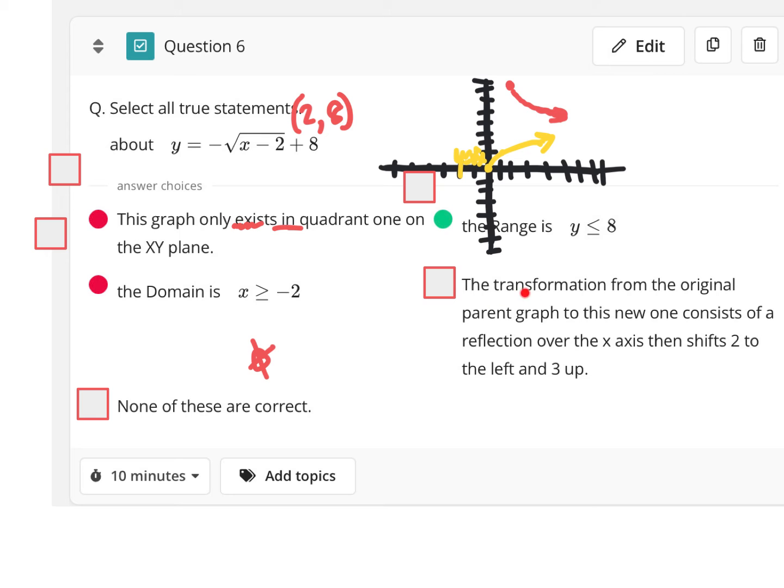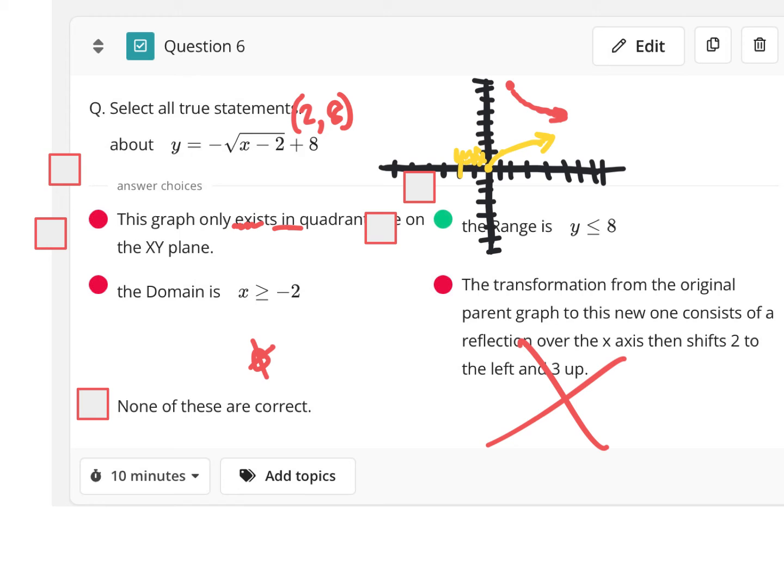Last but not least, the transformation from the original parent graph, from this yellow one to this new one, consists of a reflection over the x-axis. Yes, we said that the negative sign is a reflection over the x-axis. And then it shifts 2 to the left? Does it shift 2 to the left and 3 up? What? That's way off. It shifts 2 to the right and 8 up. Okay, so that's definitely wrong.